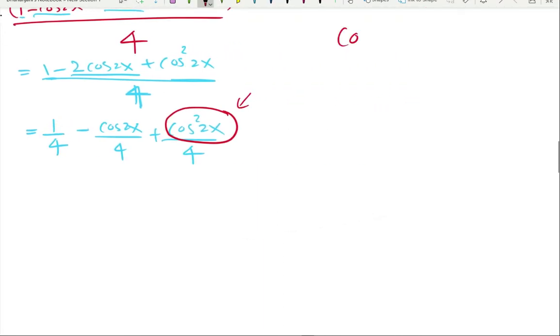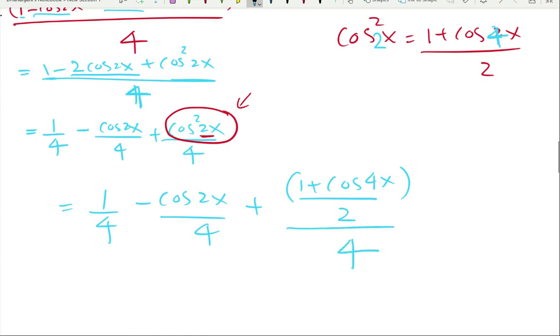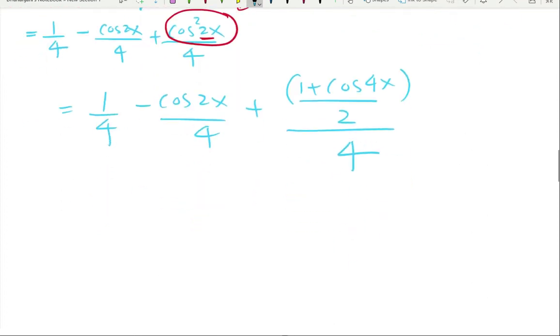So we know the double angle identity: cosine square x is 1 plus cosine 2x over 2. So if you have cosine square 2x, so if you have 2x here, this is 4x, right? Double the angle value. So let's replace that here. 1 over 4 minus cosine 2x over 4 plus cosine square 2x, which is 1 plus cosine 4x over 2, divided by 4. Okay, alright, so we are almost done.